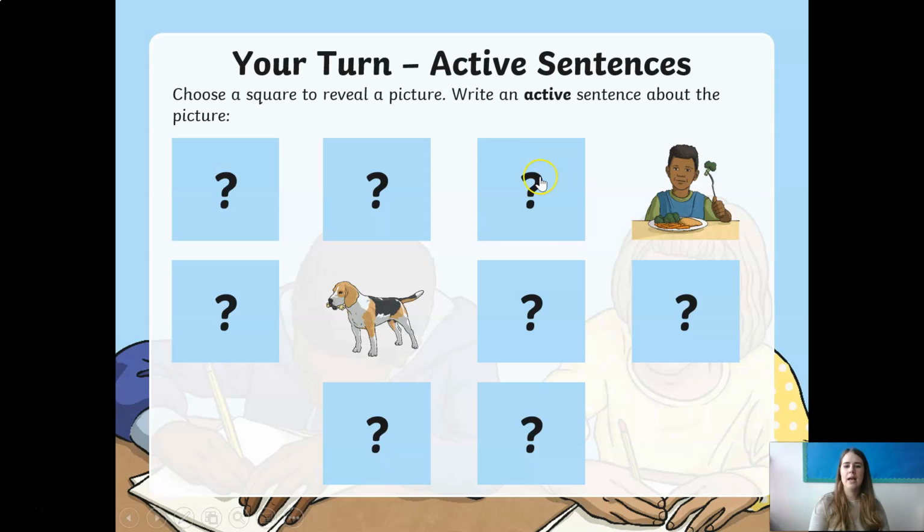Okay, let's pick another one up here. Oh, she's reading a book. She might have a nice, interesting book or a story or a fairy tale. Pause the video. Can you write a sentence about this picture? So I might say, Sarah was reading Alice in Wonderland. If I did it as passive, it would be Alice in Wonderland was being read by Sarah.